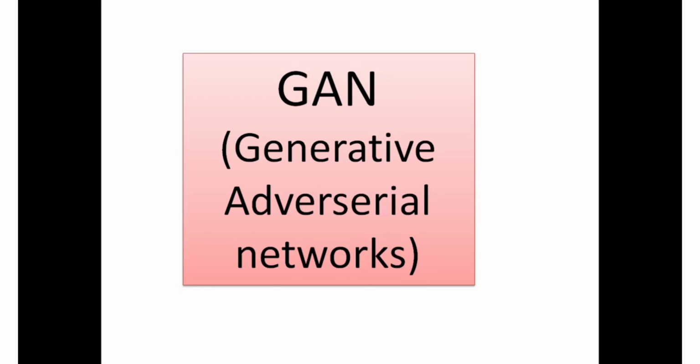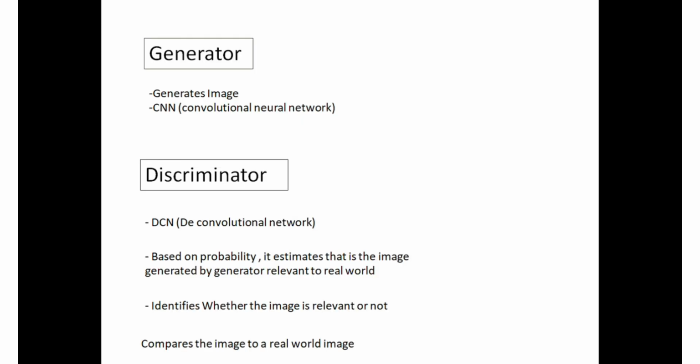So the topic of today is GAN. GAN stands for Generative Adversarial Networks. So what is GAN? GAN is basically a type of neural network that is used for image and video processing. It basically consists of two parts. One is called a generator and the other is called a discriminator.